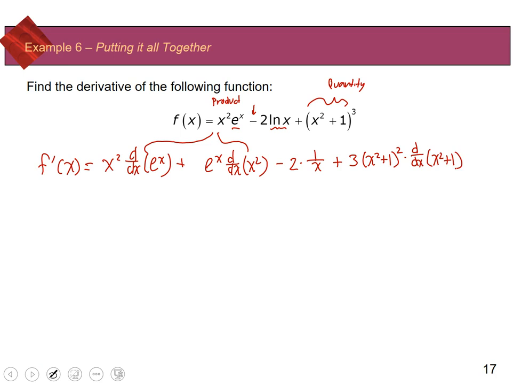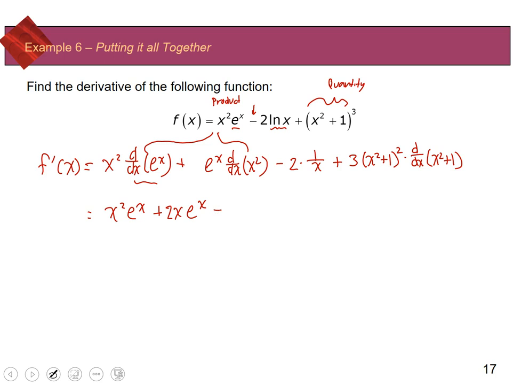So this is where the chain rule might have been needed, or part of the product rule might have been needed. I wrote out that I'm going to do a derivative, but didn't do the derivative yet. So for this, the derivative of e to the x is just e to the x. So I'm going to have x squared e to the x here, plus e to the x here as well. The derivative of x squared is 2x.